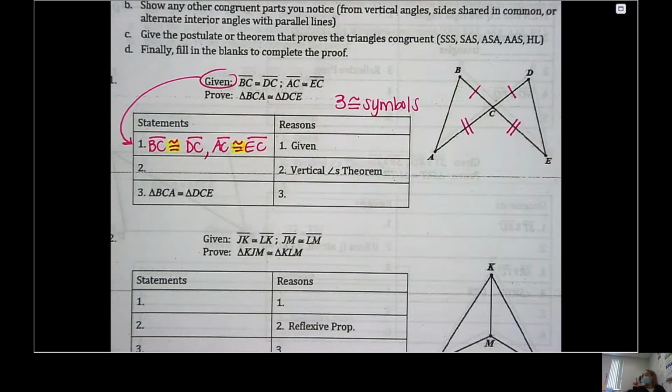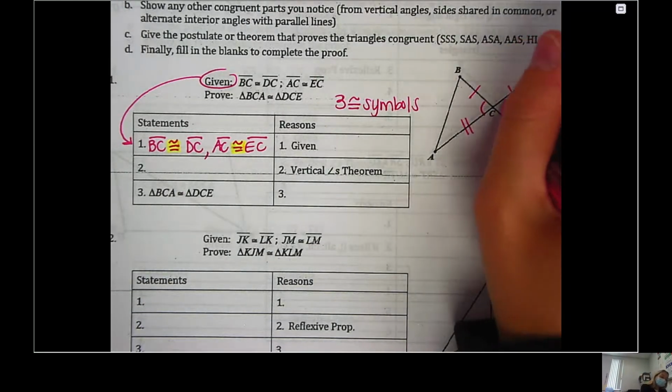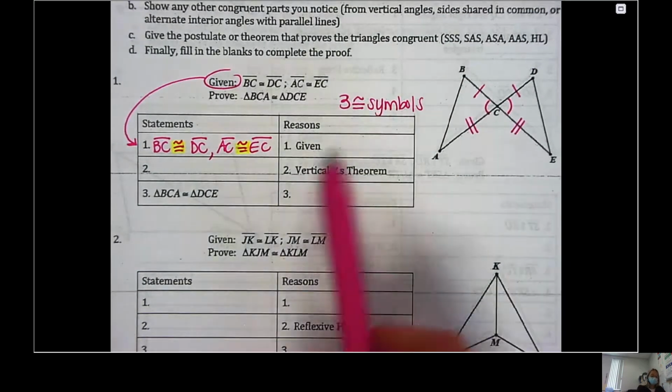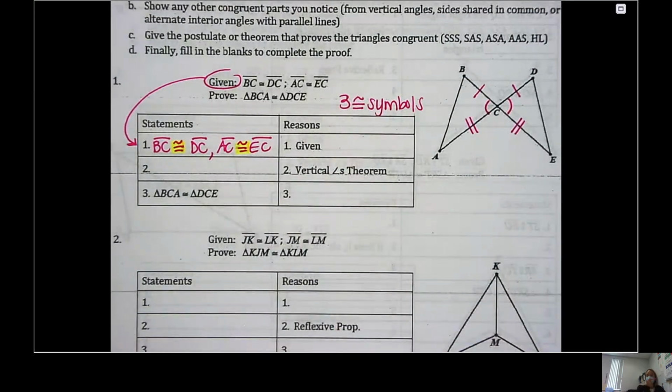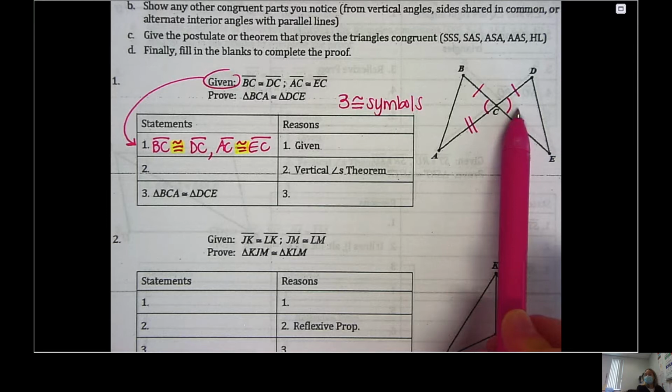What can I mark in the picture to show that they're congruent? And how do I mark that? With an arc mark. So I'm going to put an arc mark here on the left and an arc mark on the right. Those are vertical angles. Now, I need to say the statement that says this angle on the left is congruent to this angle on the right.